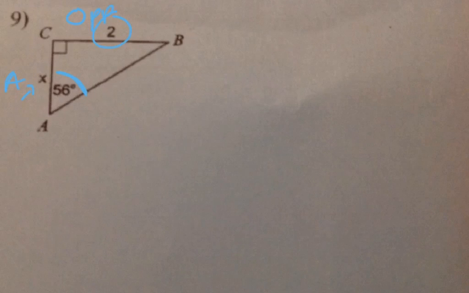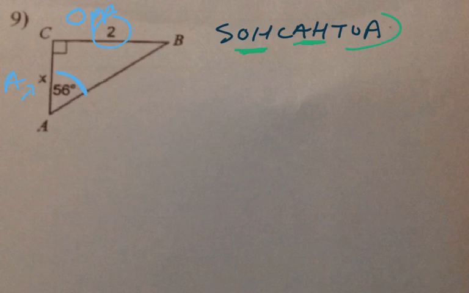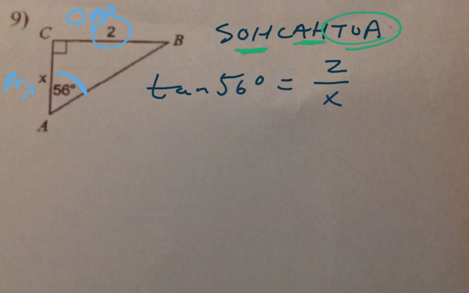What function, according to SOHCAHTOA, some old hippie caught another hippie tripping over apples, which one uses O and A? Notice OH is sine, AH is cosine. Aha! Tangent is O and A. So I now know that the tangent of 56 degrees has to be the opposite over the adjacent.